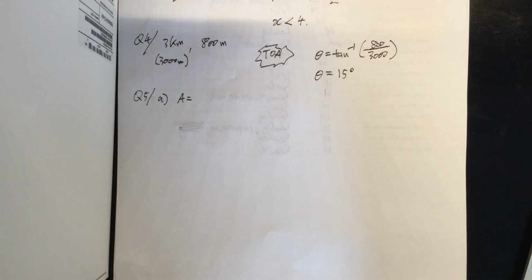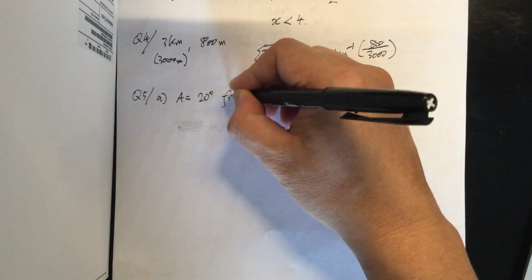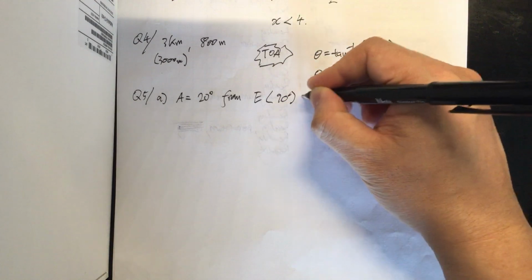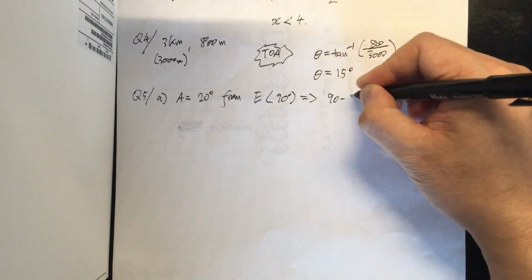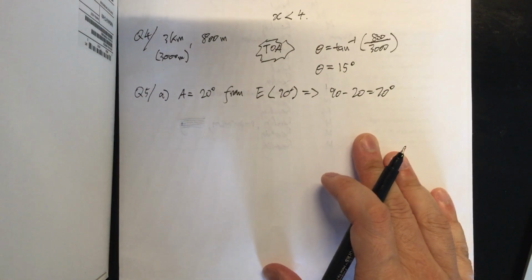And so, for angle A, it has 20 degrees. If you look at the angle, you can literally read it out. It's 20 degrees from east. East essentially is 90 degrees. So this implies 90 take away 20 equals 70 degrees. You can think like that. Put that into a sentence.